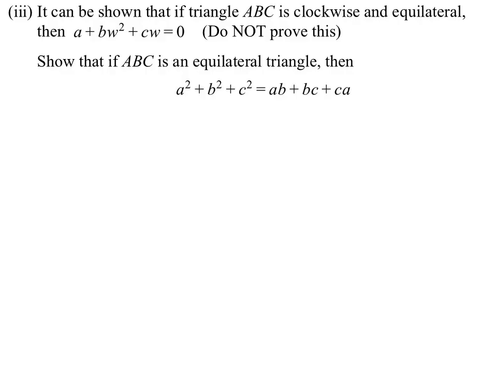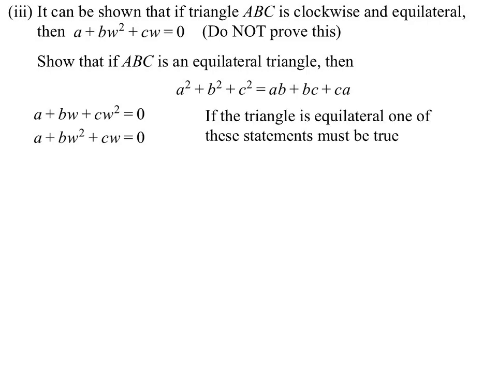So now, if it is an equilateral triangle, a squared plus b squared plus c squared must equal ab plus bc plus ca. Well, at least that's what they're telling us. We've got to show that. These are the two things we now know. One, we worked out. One, they told us. So if the triangle is equilateral, we know one of those must be true, depending on whether we went clockwise or anti-clockwise. But one of them is definitely true. So if I multiply them together, I must get 0, because one of those things will be 0. Doesn't matter what the other one is. Multiply by 0, we get 0.